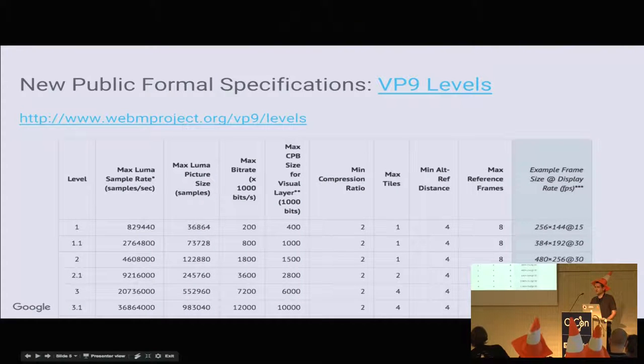So we also have formally defined levels now to help support various hardware decoders. It goes beyond level 3.1. If you go to our website, you can see the full table and the explanations of what some of these things mean. But it's another thing that people have been asking for, so that they can feel confident using all of the wonderful VP9 decode hardware that's finally started to proliferate.